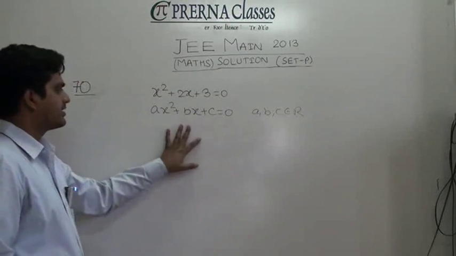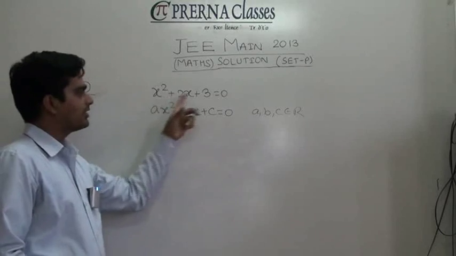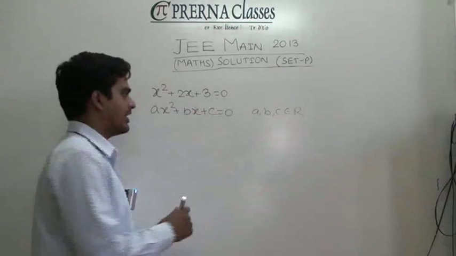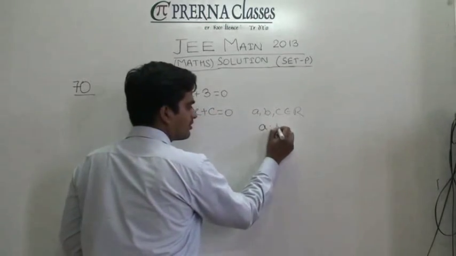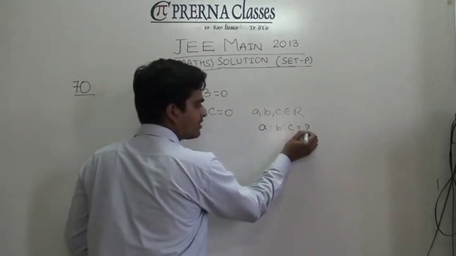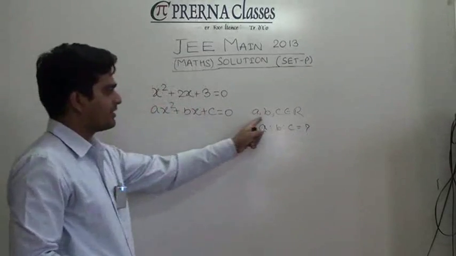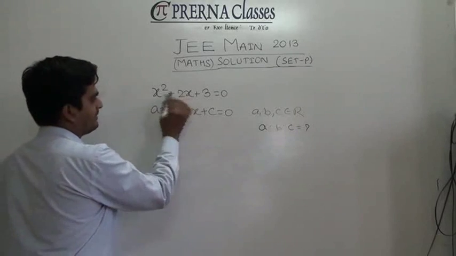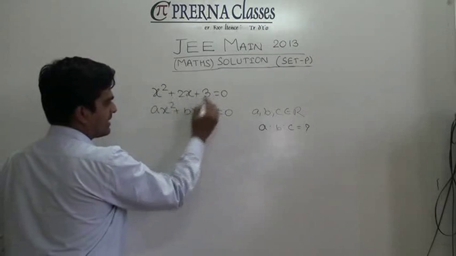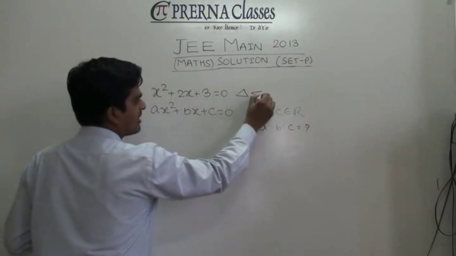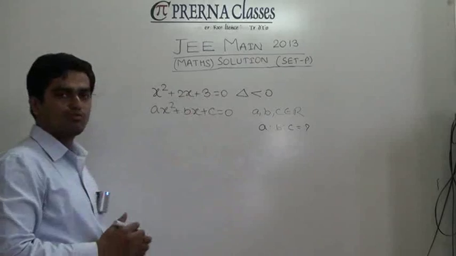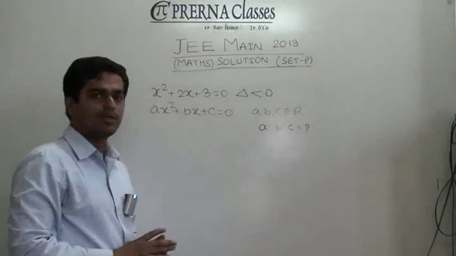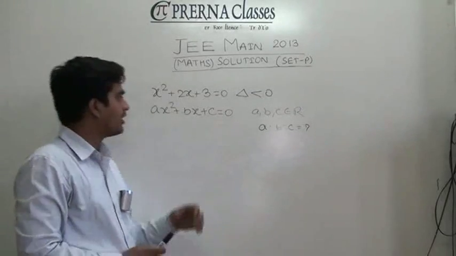Okay, in the 70th problem, this was the information given: we have two quadratic equations and it's being told that they have one common root. Under that situation, you need to figure out this particular ratio, a is to b is to c, and it is given further that a, b, c are real. One thing to observe in this case is that this quadratic has a negative discriminant, that is 4 minus 12, which is minus 8. That implies this quadratic has complex roots. Obviously they are in pairs.